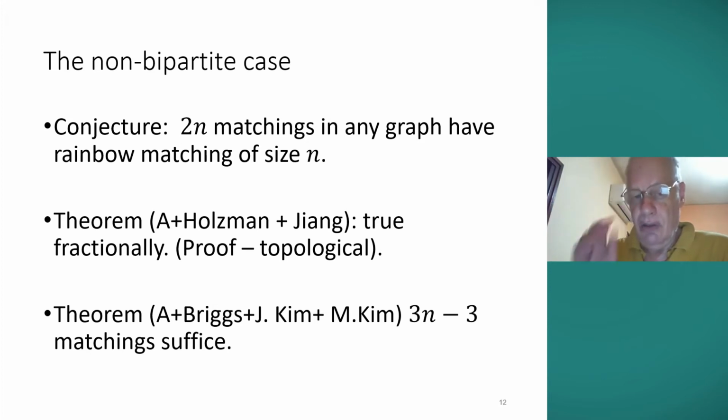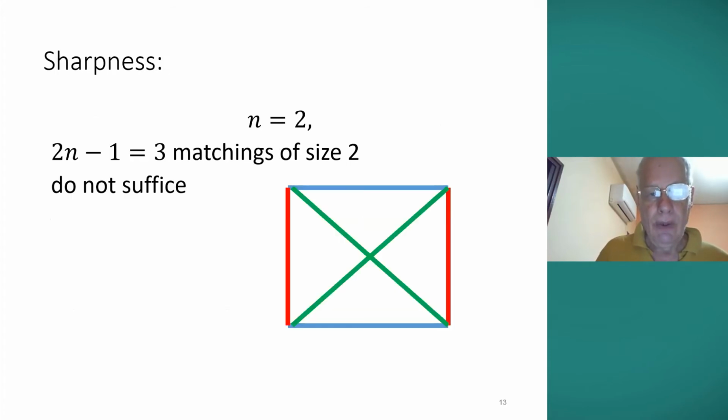Okay, so that's what it means, that it's fractional. And again, the proof for that is topological, and I'll mention something about it soon. Okay, let me just show the sharpness, why 2n-1 do not suffice.